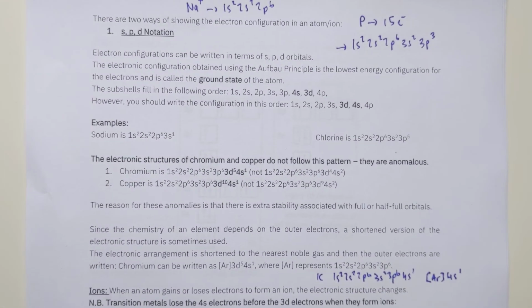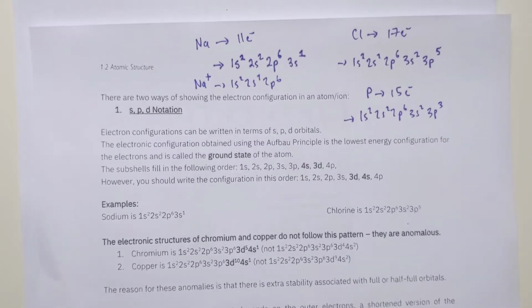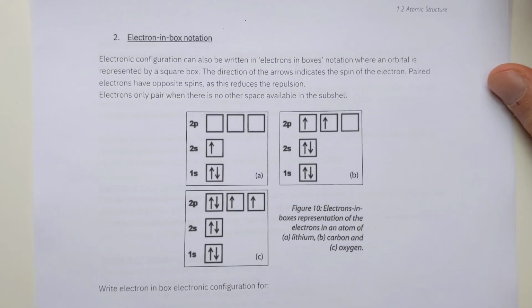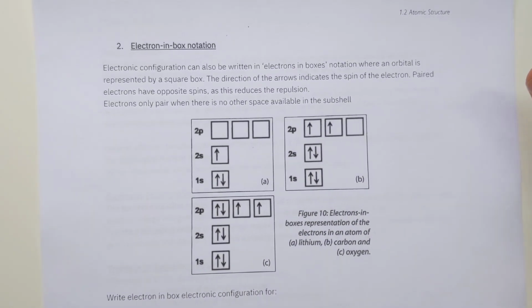So I said that's one way of showing the electron configuration. It's probably the most common. There's a second one which isn't too complicated. It's the same idea again, just a more diagram-based form of showing the electrons. It gives you a better idea of what's going on. It's called electron-in-box notation.